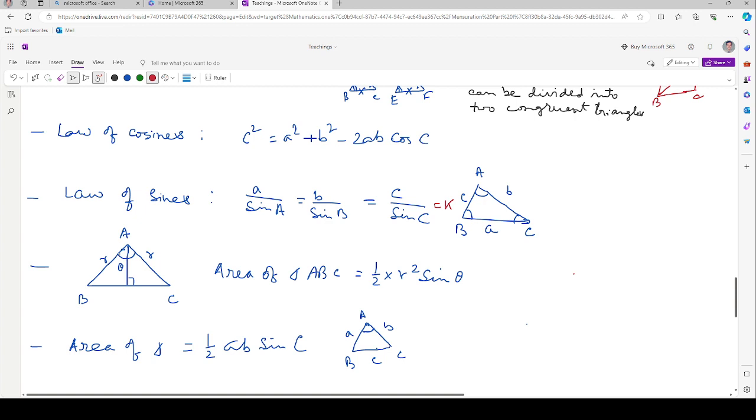If the angle BAC of triangle ABC is theta and the two sides AB equals AC equals r, then the area of the triangle can be deduced like this: half into r squared sine theta. It may be proved easily. These two sides are equal, so the altitude bisects the base BC.